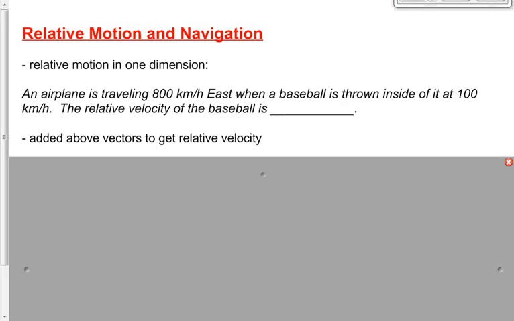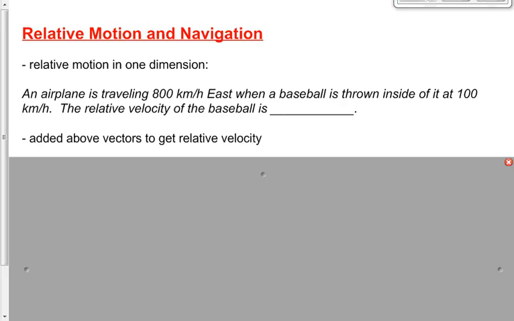How did we get the relative velocity? Regardless of whether it was supposed to be relative to the ground or relative to the airplane, regardless of the direction, we added the vectors together. 800 plus 100 is 900. 800 plus negative 100 is 700. We added vectors together. What if we have a relative motion problem in two dimensions?